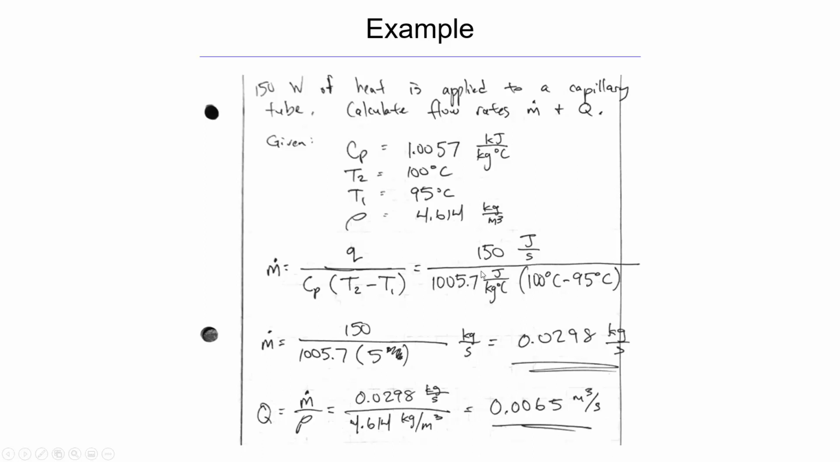So this is fairly straightforward, right? For this, we're just plugging all these in. All these units work out nicely. We end up getting the joules canceling out, the degrees Celsius canceling out, and we end up just getting a kilograms per second of 0.0298.